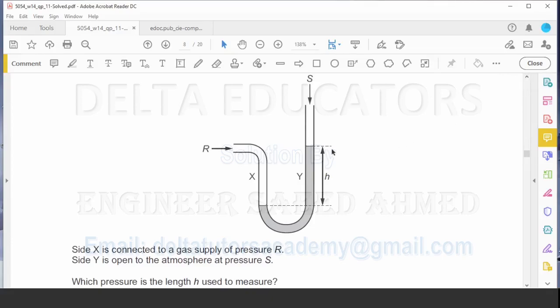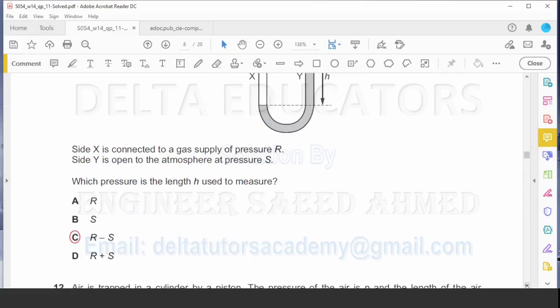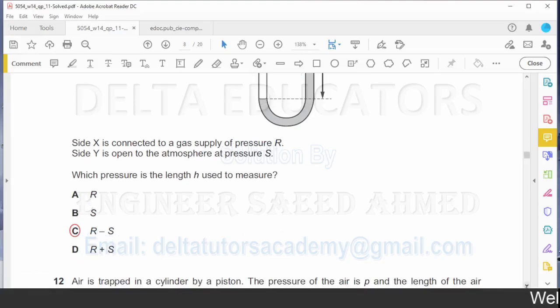Okay, we have to find out this pressure H. This pressure H is the pressure exerted by the gas. Now this pressure is equal to pressure of the gas minus pressure of atmosphere. It means we have to subtract this S from R. Atmospheric pressure we have to subtract from the pressure of the gas. So our answer should be R minus S. R minus S is given in option C. So our correct option is option C.